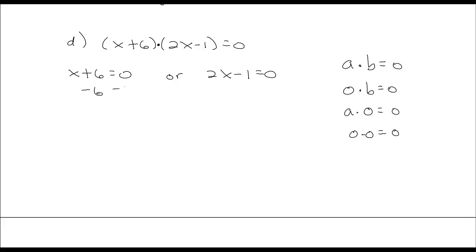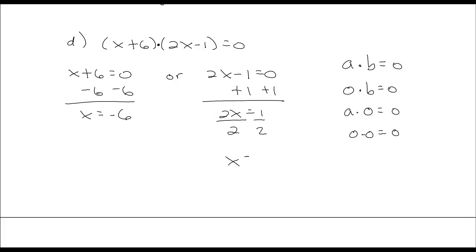Subtract the 6 over, x equals a negative 6, add the 1 over, 2x is equal to 1, divide both sides by 2, so x is equal to 1/2. So x will be either equal to a negative 6 or 1/2. Both answers will solve the equation.